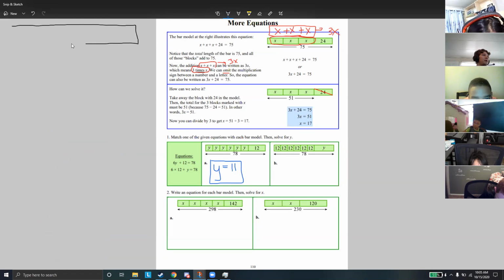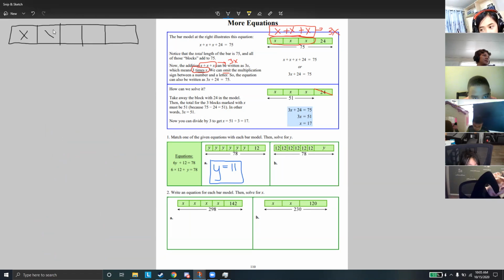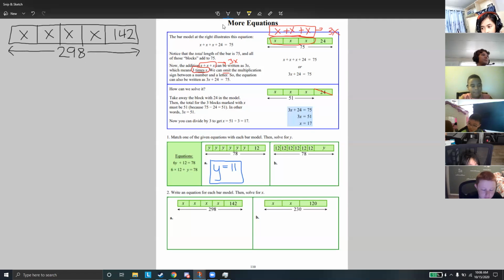So I can just draw the bar model right here. We have 4 x's and 142 at the end. So we have an x, an x, an x, another x, and 142. Okay, and then we also know that the total length of the bar, all of it, is equal to 298. So how are we going to make our equation from this?